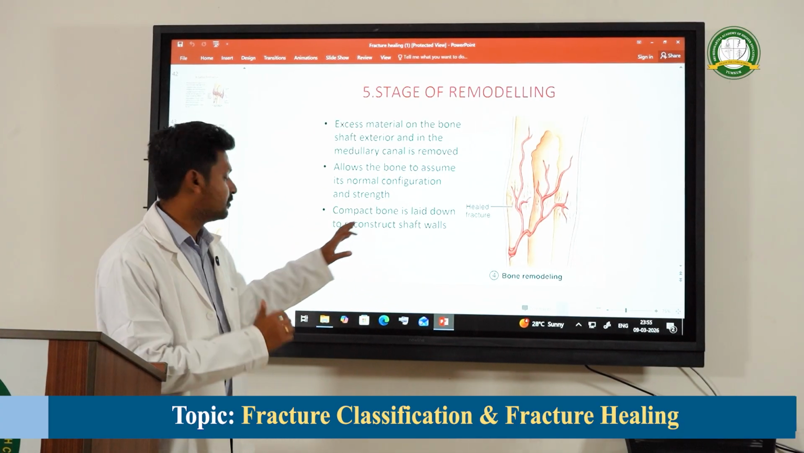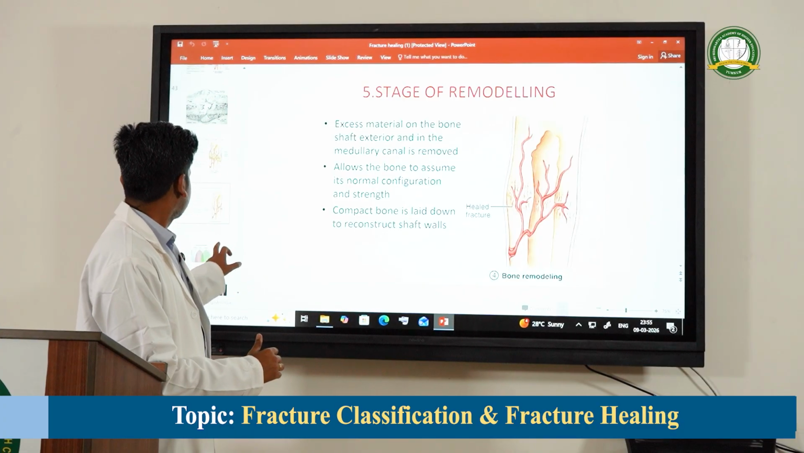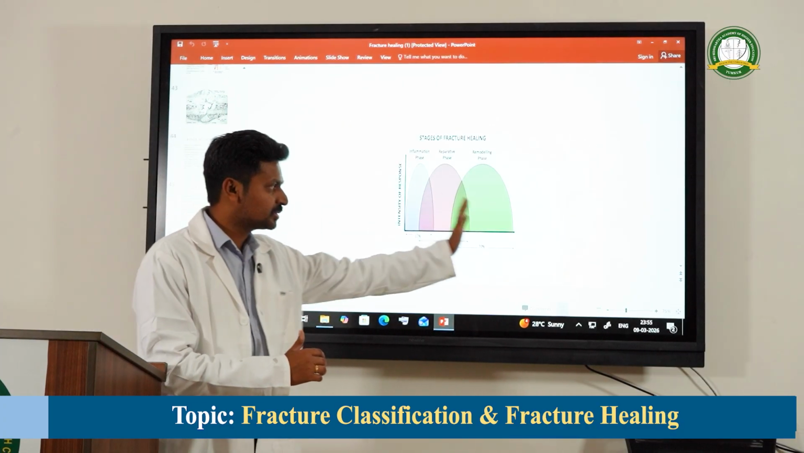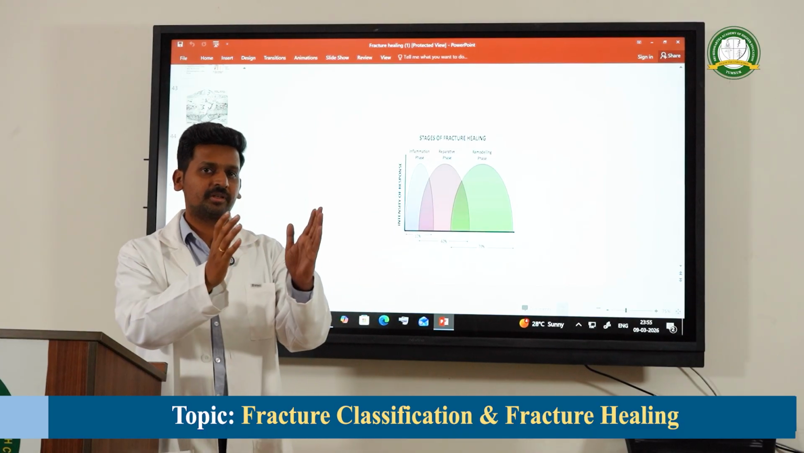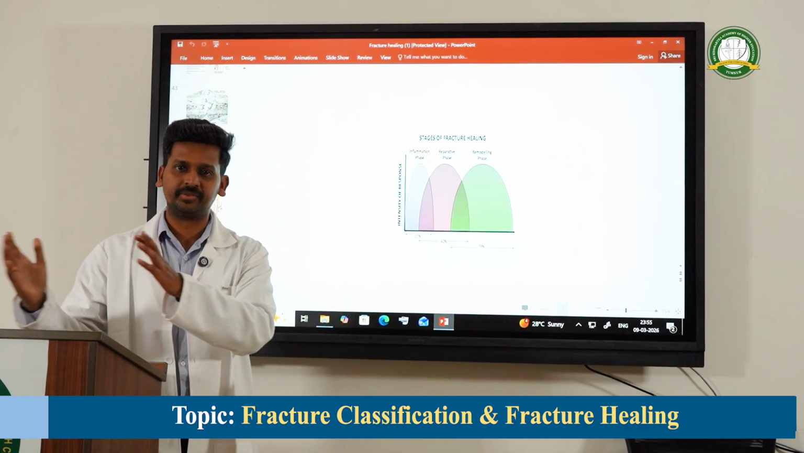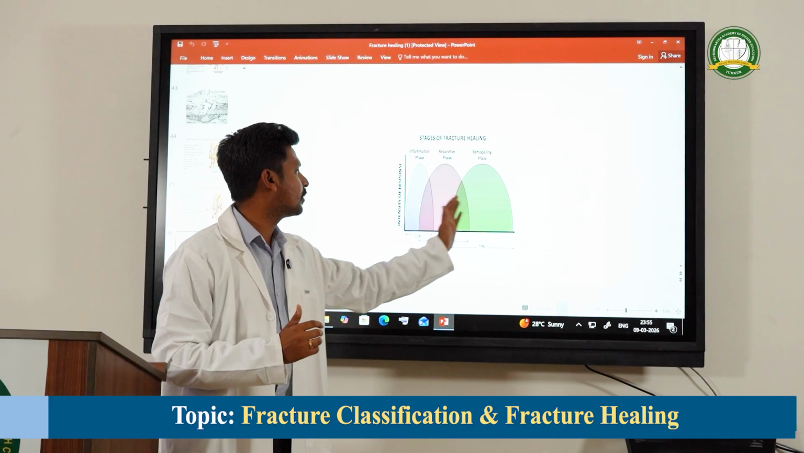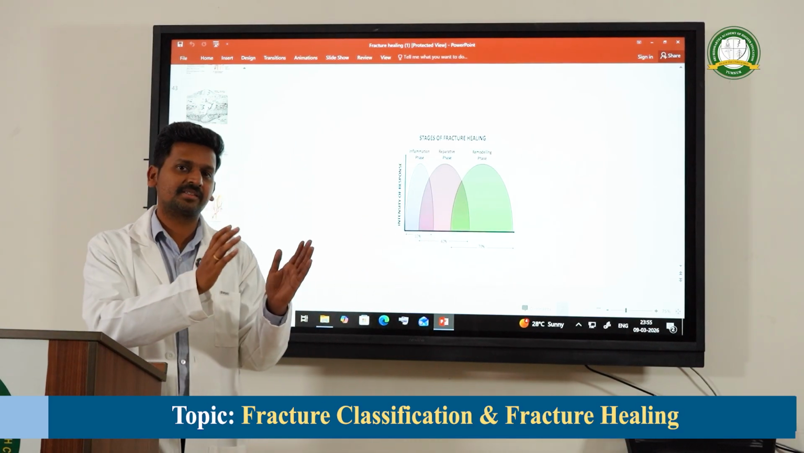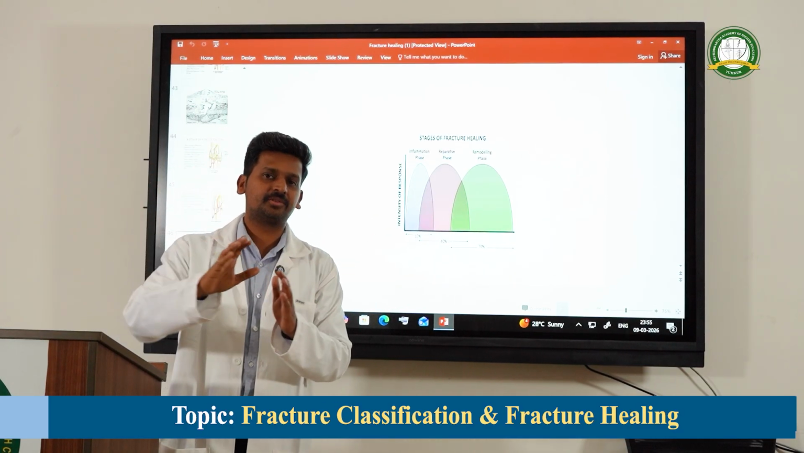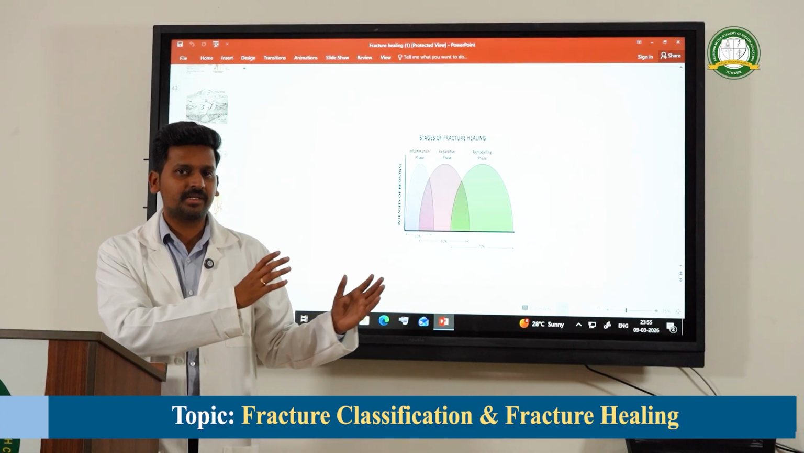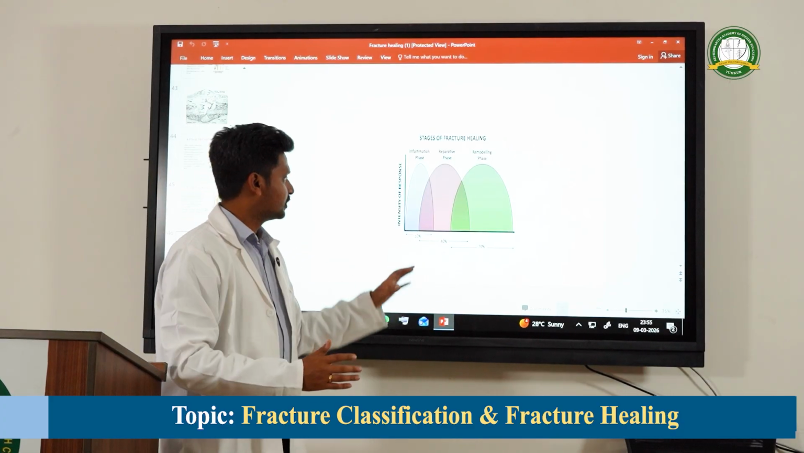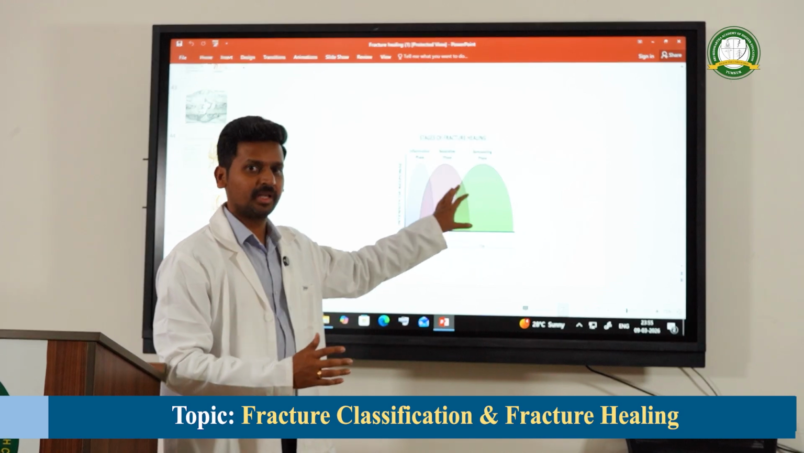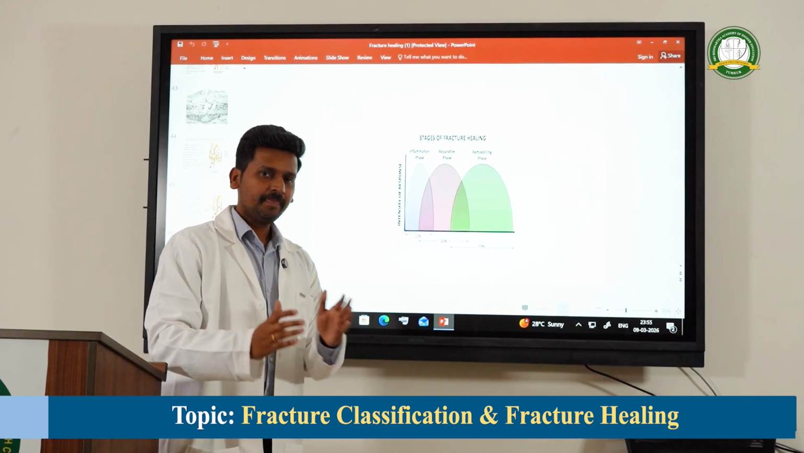It reconstructs the shaft walls. The stages of fracture healing are not in a set order. It does not happen like one stage is finished, then moves on to the second stage, then third, fourth and fifth. It is usually overlapping. As the first stage starts, the second stage starts on its own. Some part of the bone is still in the first stage, some part is in the second stage, then second, third, then third and fourth. So there is some amount of overlap. It is not a specific set of stages.